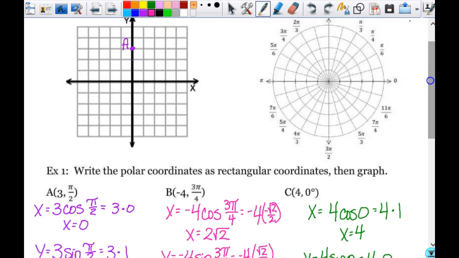All right, so we're trying to plot 2 square root of 2, negative 2 square root of 2. If the square root of 2 is about 1.4, then 2 of them is about 2.8. So I would go to the right about 2.8, and then down about 2.8. So it'd be like right there. There's point B. Then C is at 1, 2, 3, 4, 0.